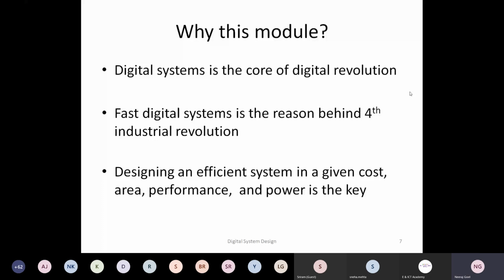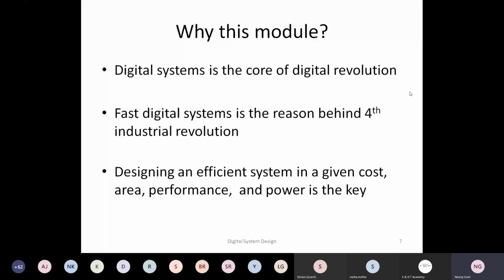Okay, so now let's answer a more important question: why are we doing this particular module? All of us understand the importance of digital systems, and from the survey I understand that most of you have a good background in digital system design. Most of you have finished your second year if you are undergrad, some of you are in third year, and all the masters and PhD students are from an electronics background, so they have done at least a basic course in digital design.